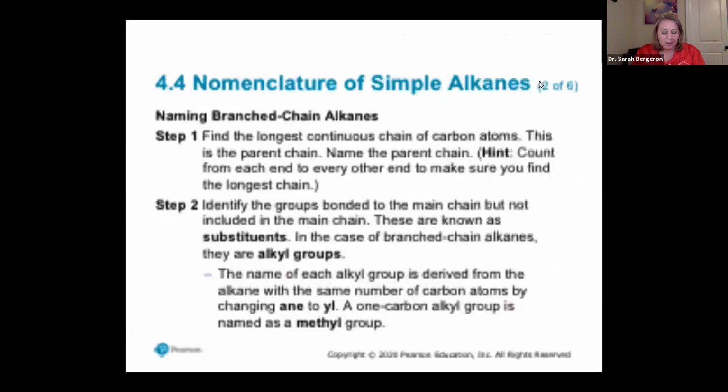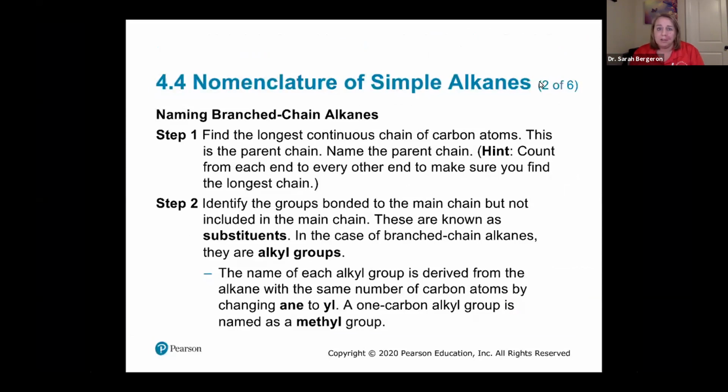Okay, so let's look at the specific steps, and then we're going to actually do some. So remember, this is branch chained alkanes. We're going to find the longest continuous chain of carbons. In order to do this, you're going to have to count carbons and find the time when you get the biggest number of carbons. Then you're going to identify any of those substituent groups that are attached to the main chain. If they're just carbon and hydrogens, we call them alkyl groups.